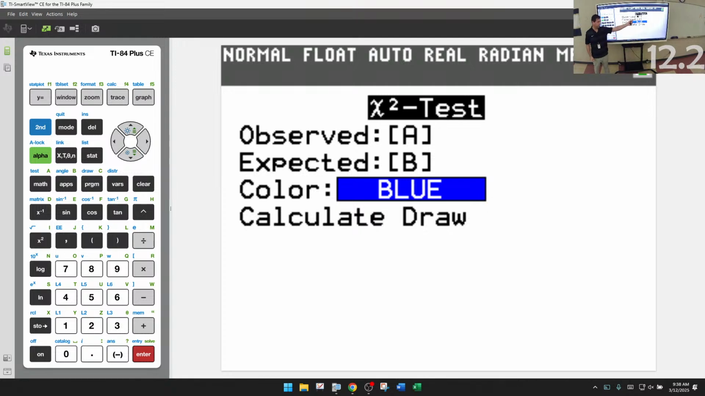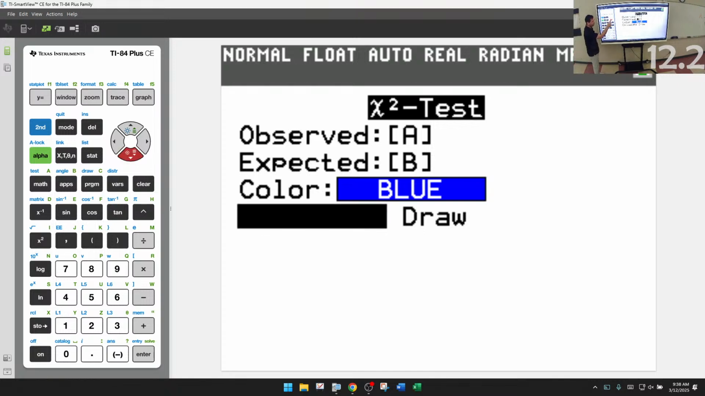Notice it says expected in B. Did I put anything in B? No. It's okay. It's going to make a B. It's going to do it for me. I did not know this until about year 4. We put our expected counts in matrix B every year.